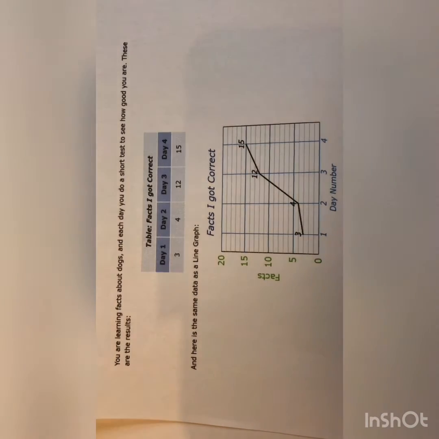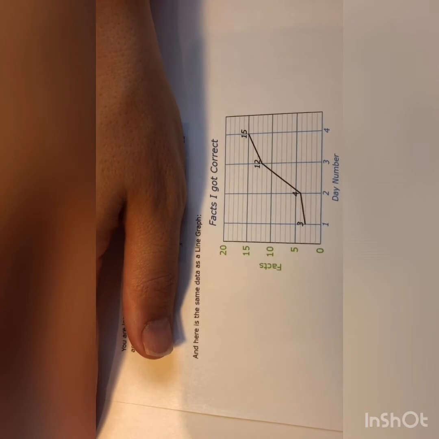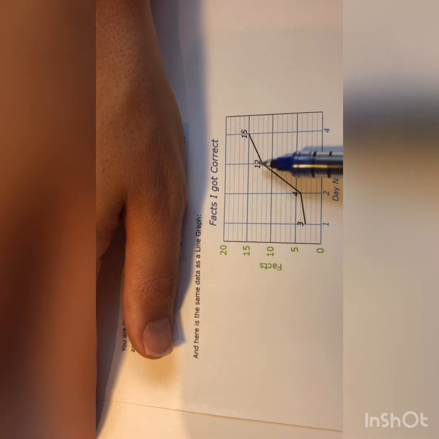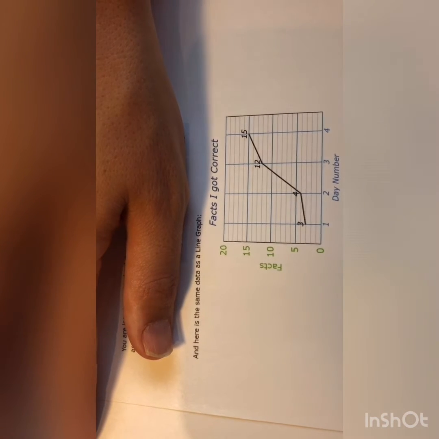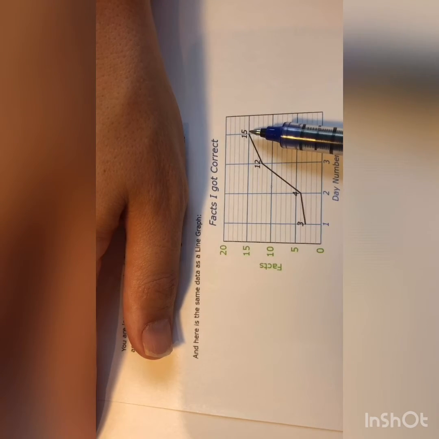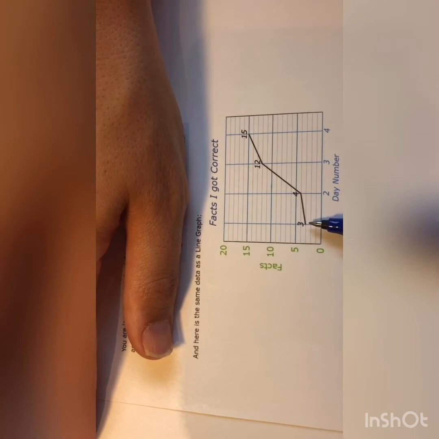Okay, so we could then ask ourselves some questions about this graph. If we covered up that table and just had the line graph, we could ask, how many facts were correct on day 3? That would just be a case of looking across, and it's 12. But we could ask more complicated questions like, what's the difference in the number of facts learned from the first day to the final day? The difference would be the 4th day take away the first day. So 15 take away 3 would be 12.